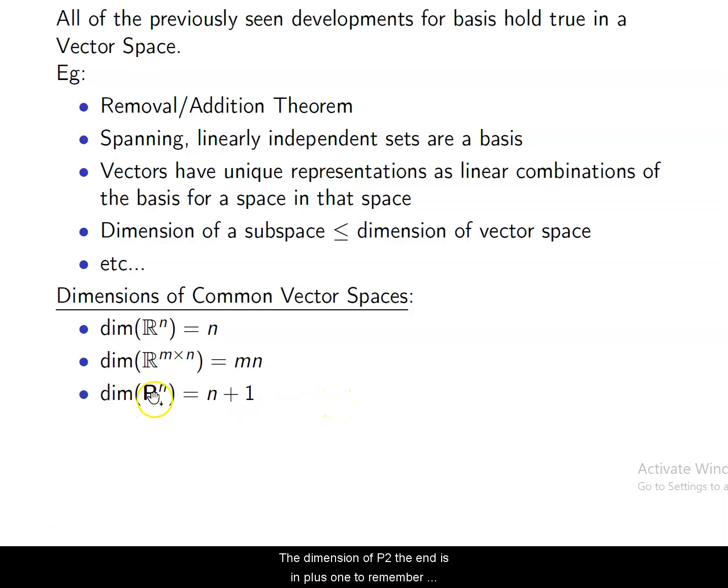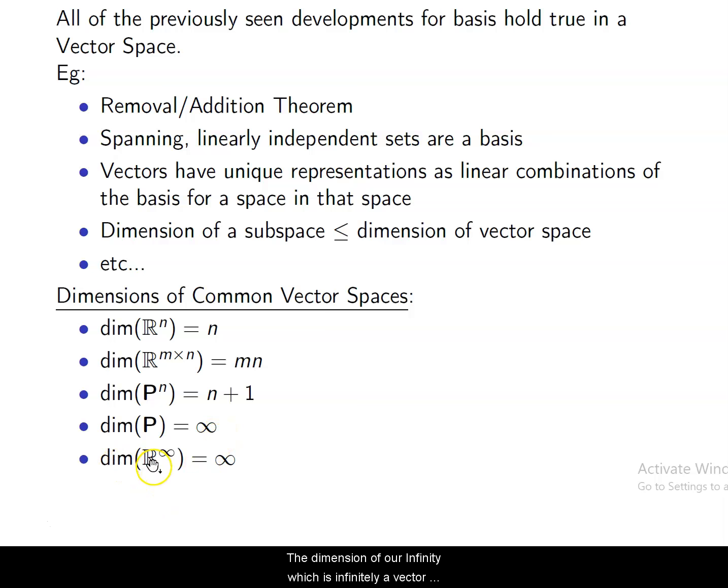The dimension of P^n is n plus 1. Remember, P^n are polynomials with degree at most n. If we're looking at P2, we're looking at all second degree polynomials and lower degree. Let's think about a standard second degree polynomial. It has 3 elements in it: the x squared element, the x element, and the constant element. So P2 has a dimension of 3 because it has that constant element as well. The dimension of P, all polynomials, is infinity.